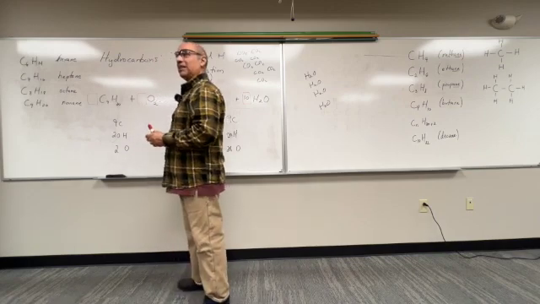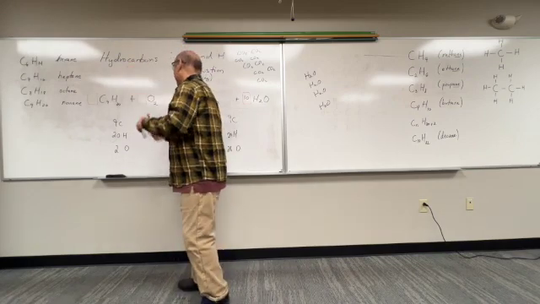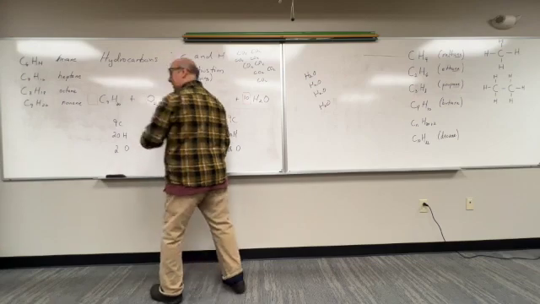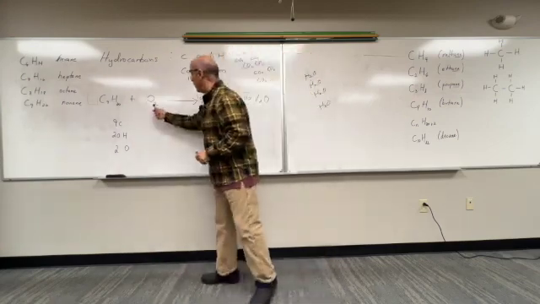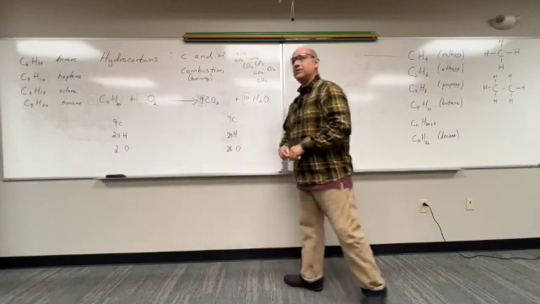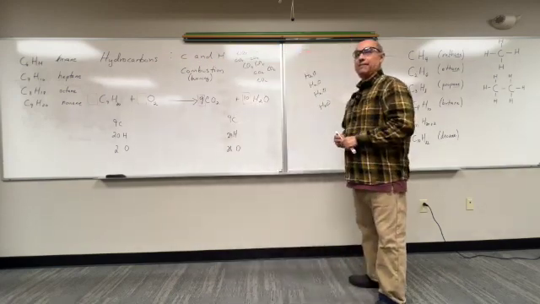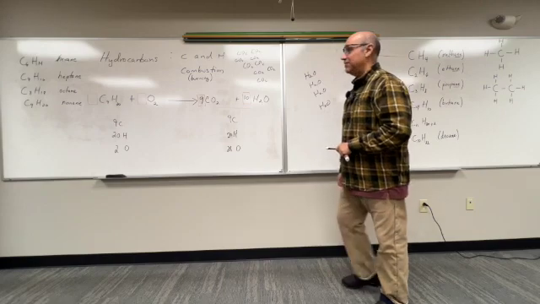How do we fix that? That one's easy because we have O2 by itself. So what number multiplied by 2 is going to give me 28? What's half of 28? 14.